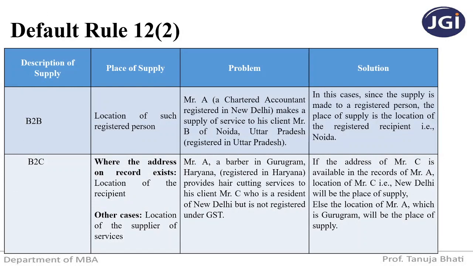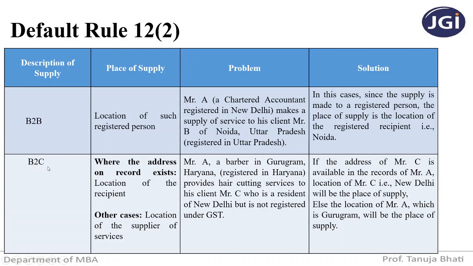Which services? Any means except those that are covered now in my earlier slides. That is, except those services that are covered under section 12 subsection 3 to section 12 subsection 4, excluding all those. If there is any other service, apply this rule. So if the supply is B2B, then the place of supply will always be by default the location of such registered person. When I say such registered person, it means the registered recipient.